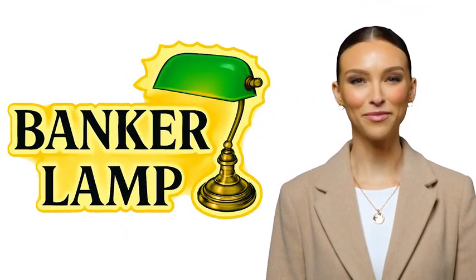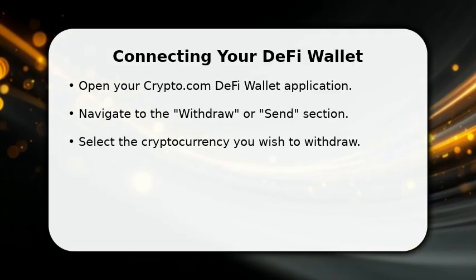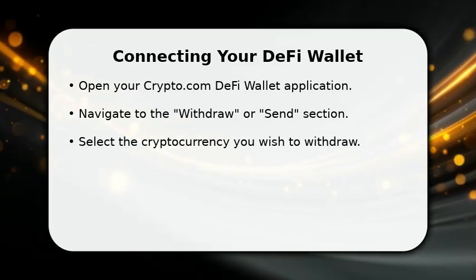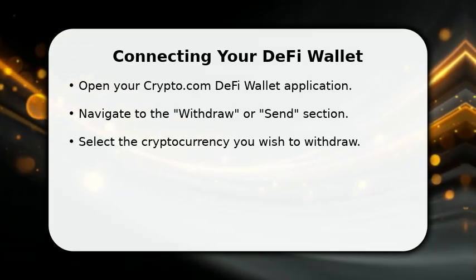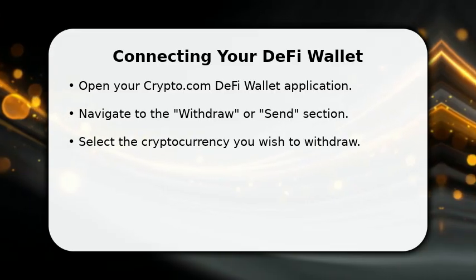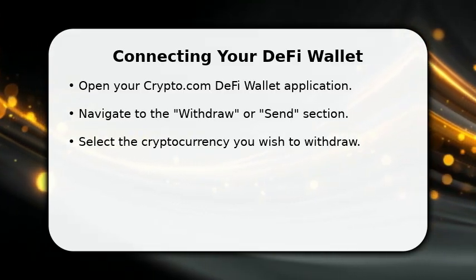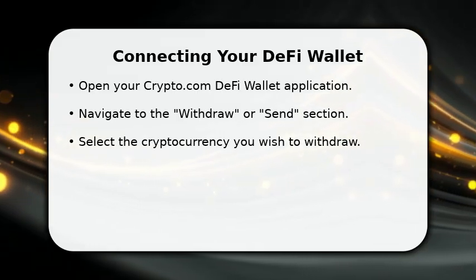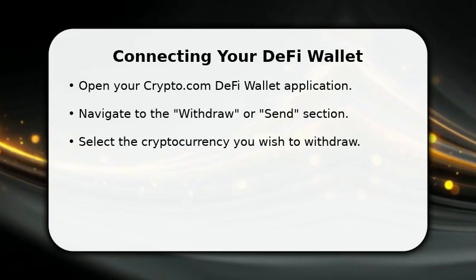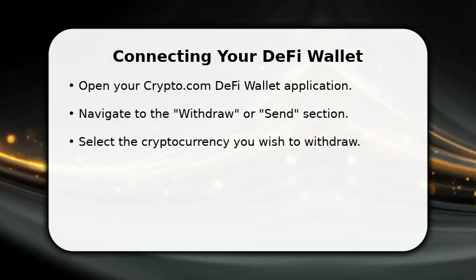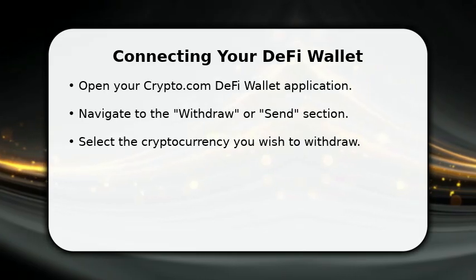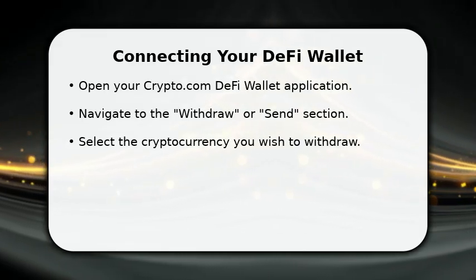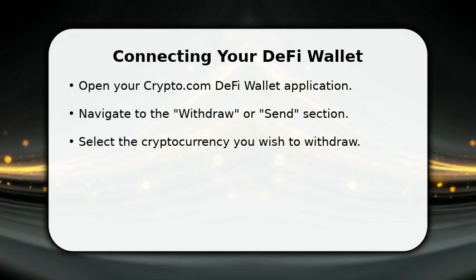Please enjoy the video. In this video, I will explain how to withdraw crypto from your Coinbase DeFi wallet. First, open your DeFi wallet app and ensure you are logged in. Then, locate the send or withdraw option, usually found on the main screen or within the specific crypto's details. This is your starting point for moving funds out of your wallet. Make sure you have the correct asset selected before proceeding to the next step.